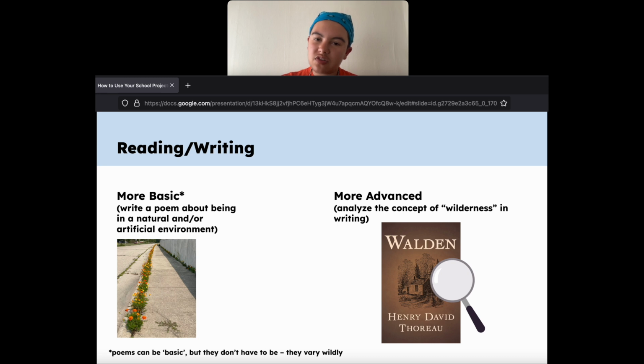For something more advanced, you could do an essay analyzing the concept of wilderness in writing. Because wilderness is kind of a weird concept, right? It's this idea that nature is only nature if humans don't touch it. Which is kind of made up, right? Who came up with that idea? Who popularized it? Why did it take such a hold in books like Walden that are commonly read? What does it mean? Are there alternatives to this idea? That could be something you analyze and see what effect it's had on people throughout the ages.